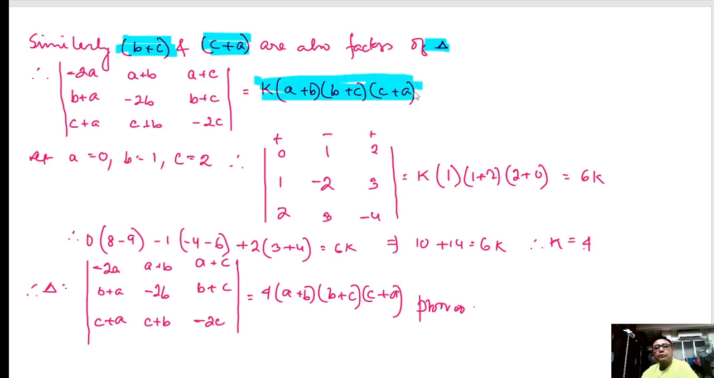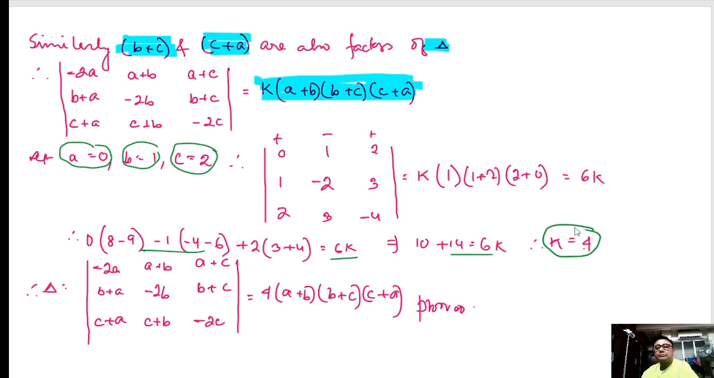Now our target is to find the value of K. So what we should do is assume let A equal to 0, B equal to 1, C equal to 2, any values you can choose. Put it in the original determinant, and on the right side, calculating and expanding it, we get this side and this side is this.